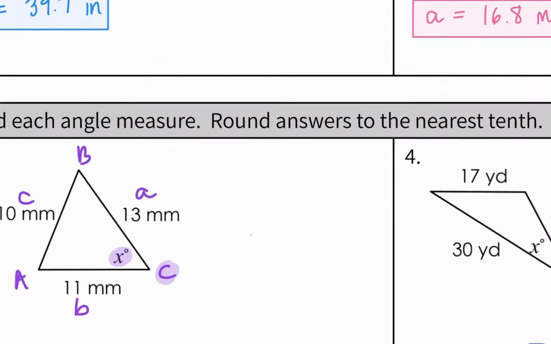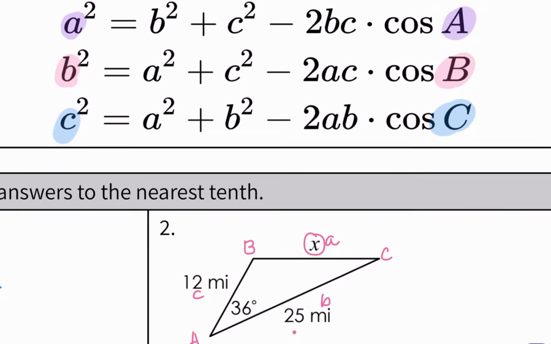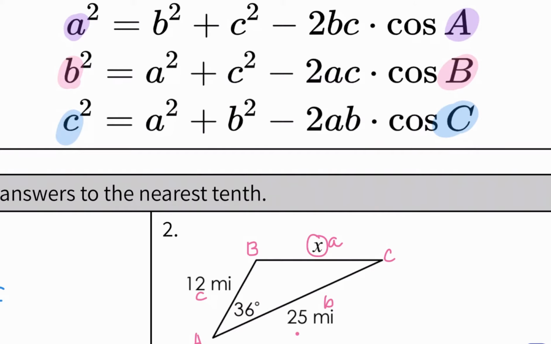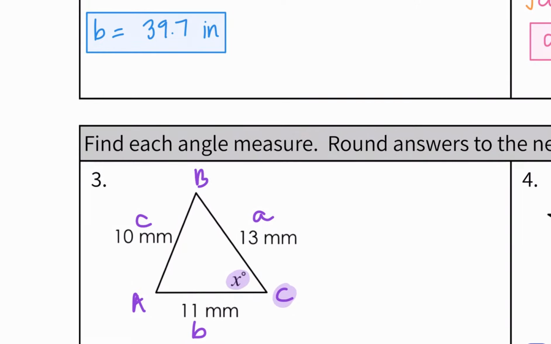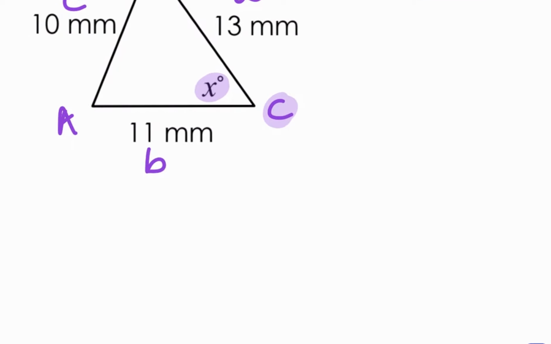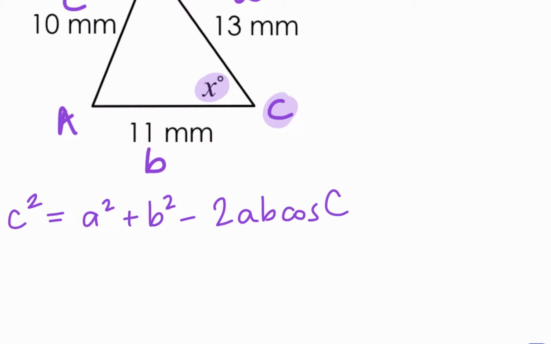So when you're looking at your formulas, you want the one that has capital C. So that's at the very bottom. It's this right here. That's my capital C that I'm looking for. So we're going to use this formula. Let me write it down so we don't have to switch back and forth. It says that little c squared is equal to a squared plus b squared minus 2ab cosine of capital C.